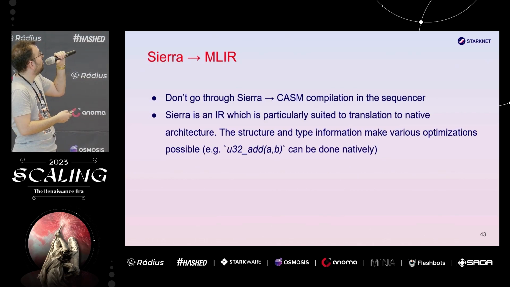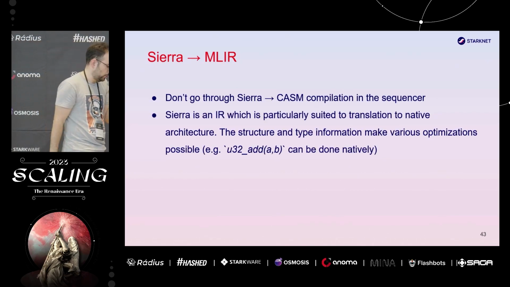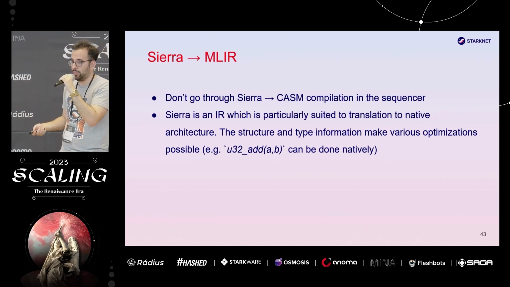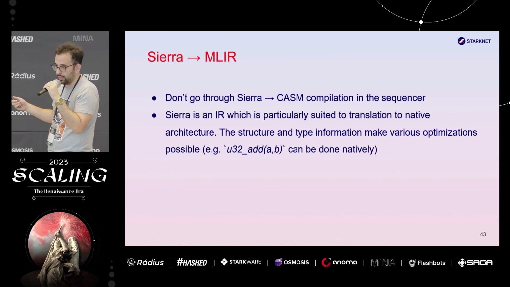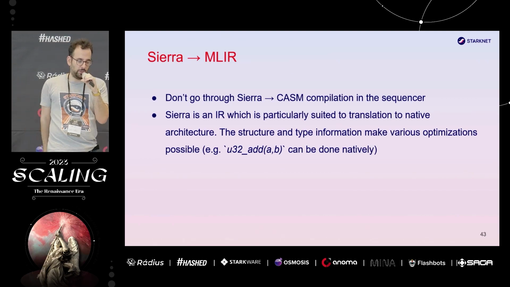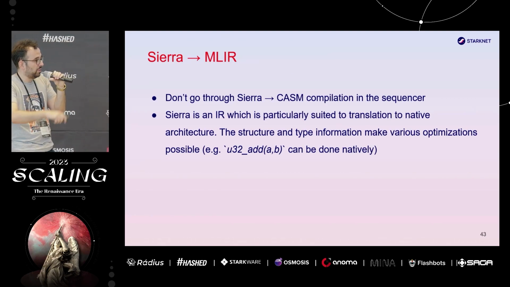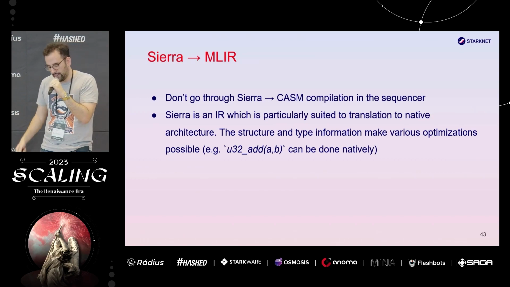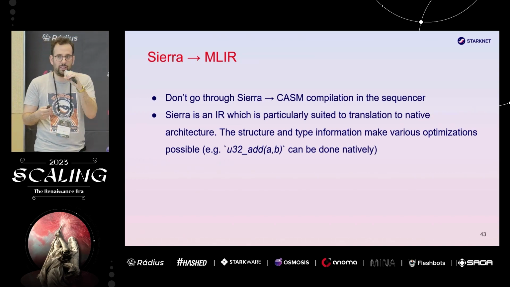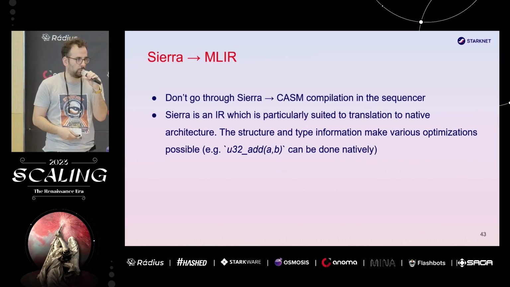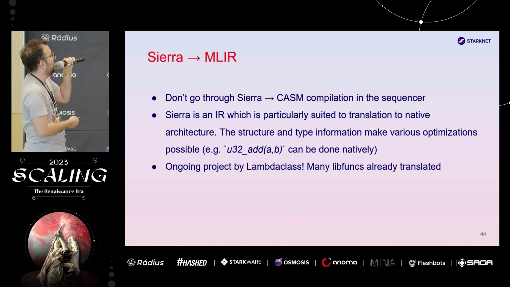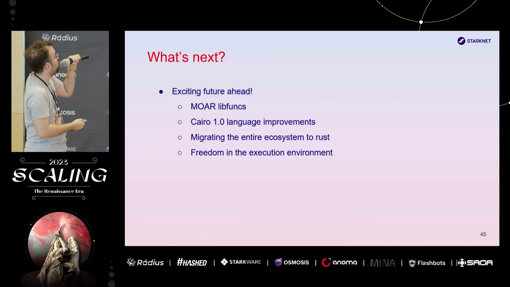And what you could do is instead translate Sierra to MLIR and then run MLIR on some native architecture. So the sequencer wouldn't necessarily have to go through Cairo Assembly or the Cairo VM. This will only happen on the prover side. There are certain properties about Sierra that make it, let's say, friendly to this translation. There are a few things we can make use of when translating to MLIR and then native architecture. But let's ignore those for now.